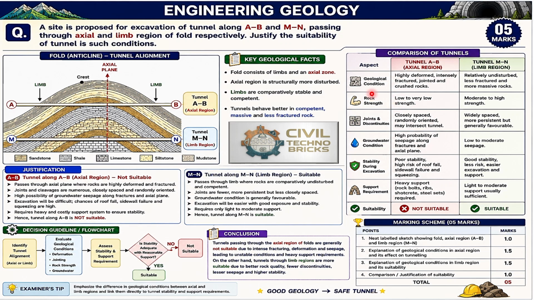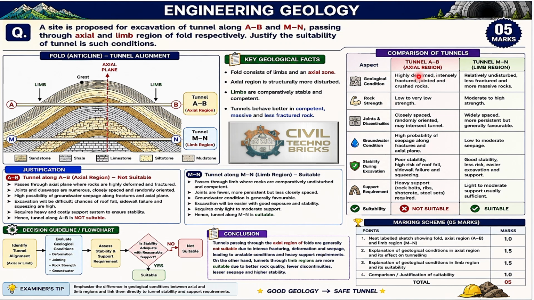Likewise, if we have to compare these two regions, AB and MN, that is the axial region and the limb region, with reference to the tunnel alignment, then there are so many aspects, or we can say characteristics, on behalf of which we can cross check or compare our tunnel alignment.